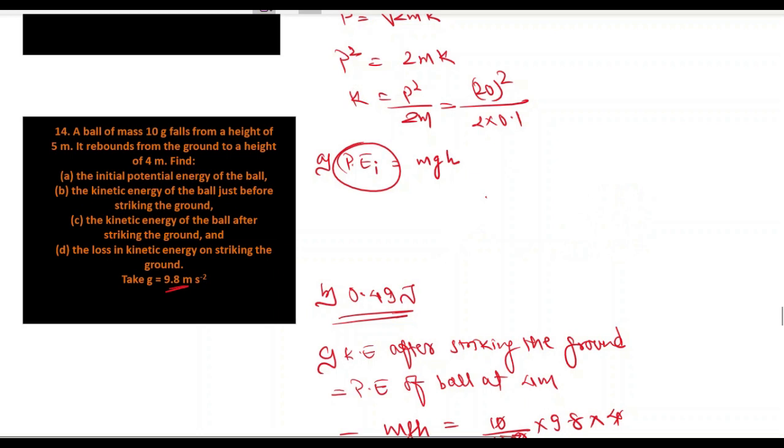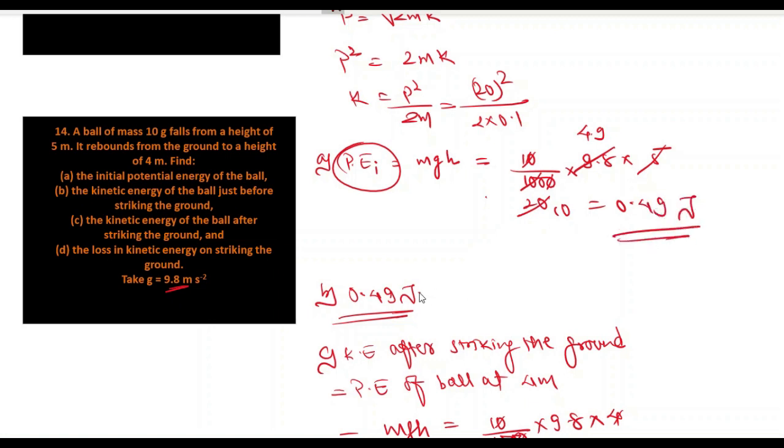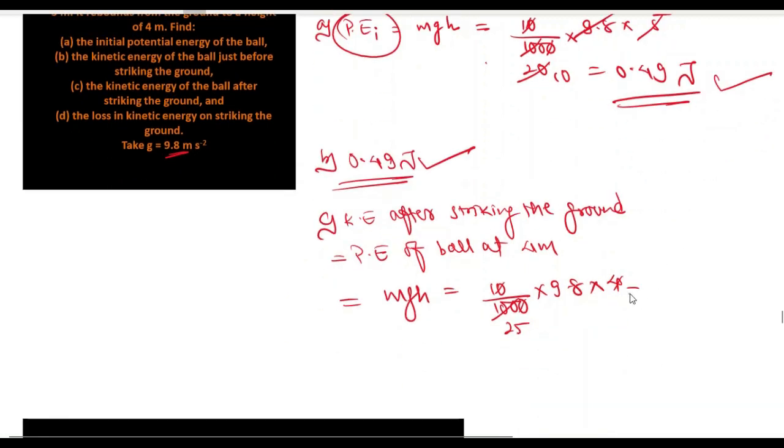Okay. So the initial potential energy is 10 upon 1000 multiplied by 9.8 multiplied by 5. The 0 cuts, and this cuts with 120. So that is 0.49. That is the correct working. Okay, so this is correct. Here it will be 9.8 upon 25. So this is the kinetic energy after striking the ground.